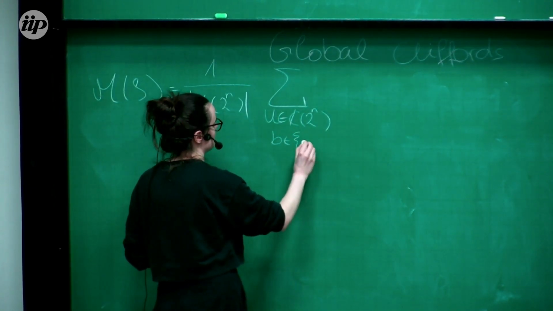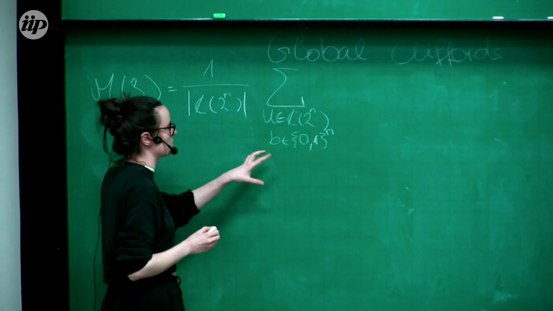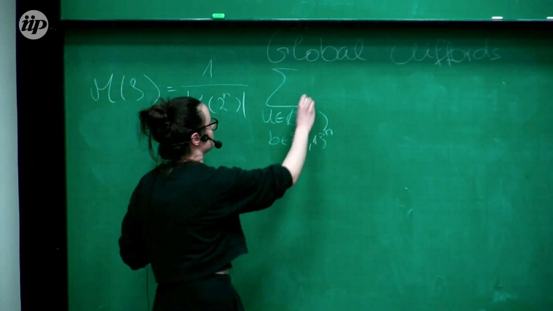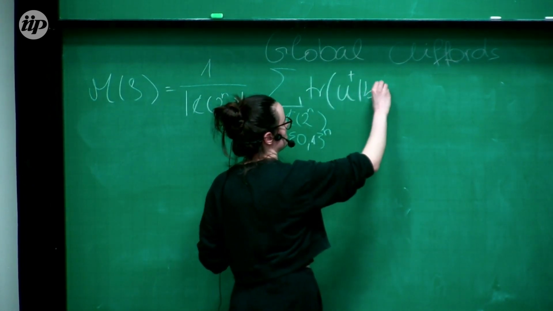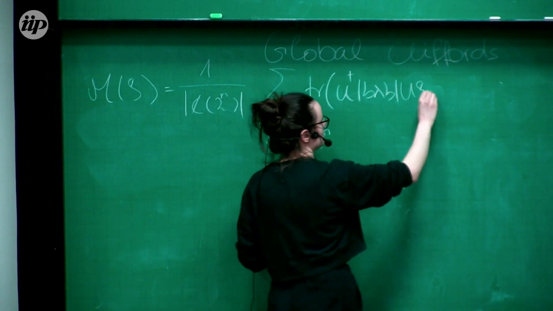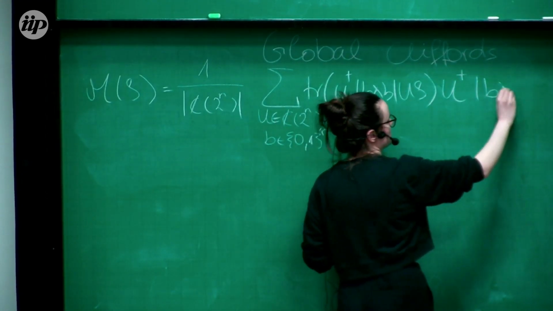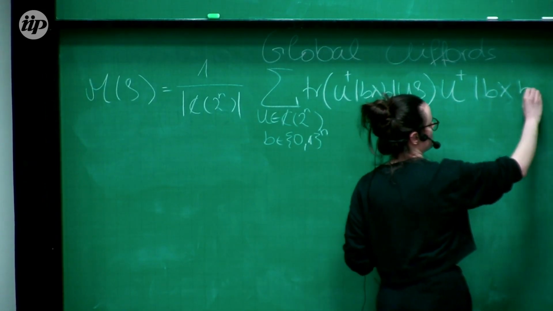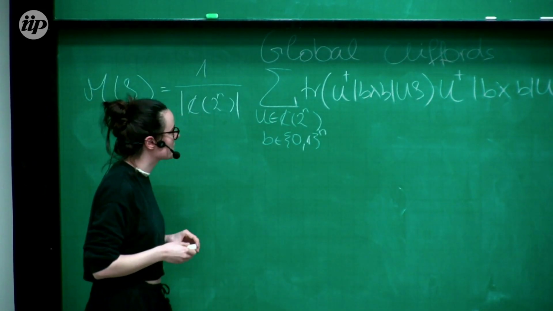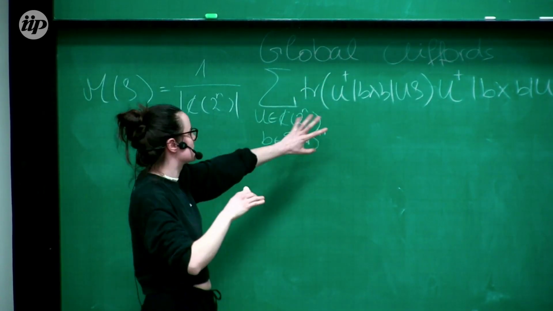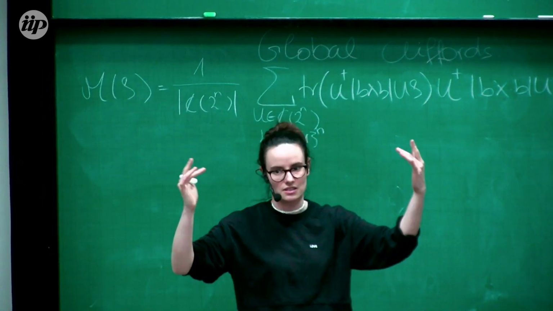And we need to also sum over the bit strings that we could get out. And then we have the Born probability times the post-measurement state. That doesn't really change from the local case. And how you can interpret this is we sum actually over all the columns of all the global Clifford operators.